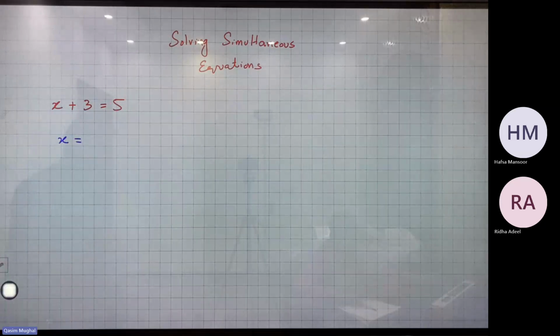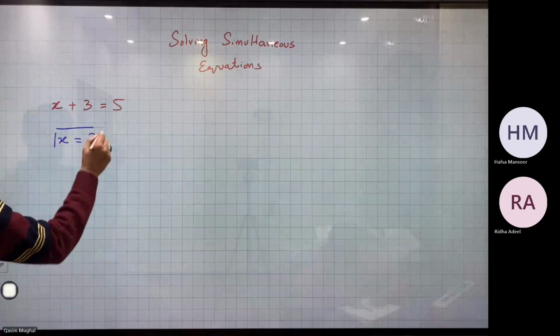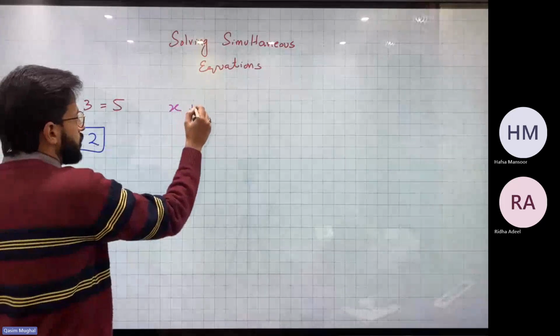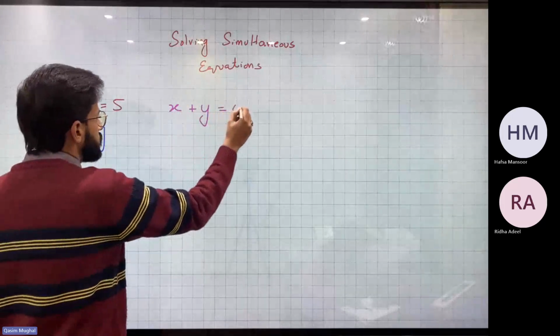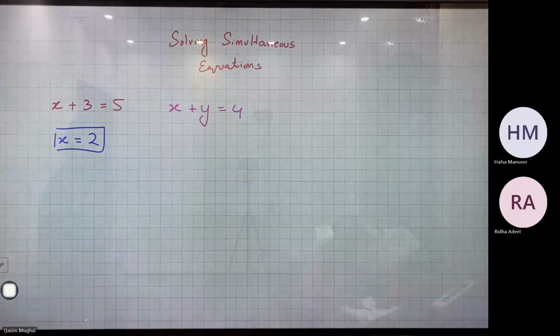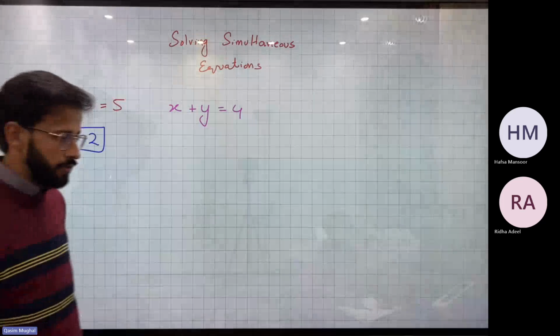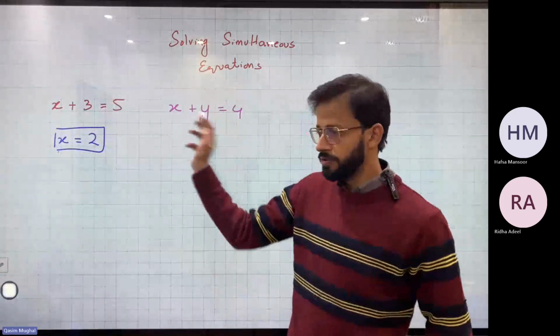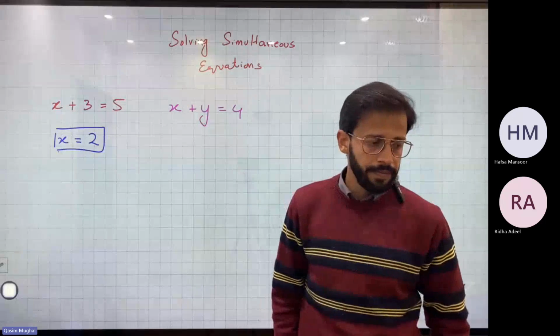X equals 2. This was easy, but what if I give you x plus y equals 4? What will be the solution to this equation? Just x plus y equals 4. If I ask you to give me the solution to this equation, what will be that?